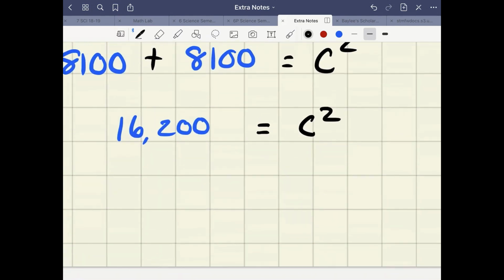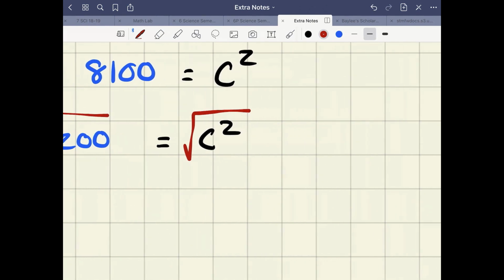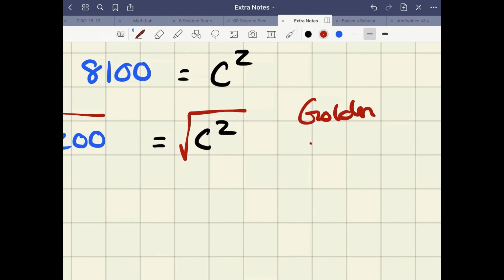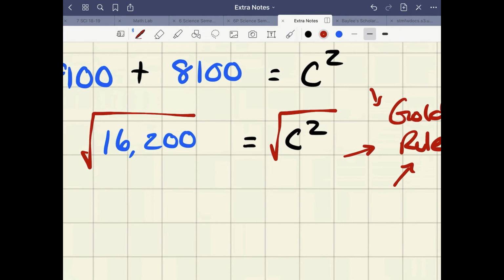And this is where that math of square roots comes in. We're going to take the square root of c squared and do the same thing to the other side because of the golden rule. What I do to one side, I must do to the other. That is extremely important. I can't square root just one side. I have to square root both. But that square root is a powerful thing because it undoes that square, and it leaves us with just c.